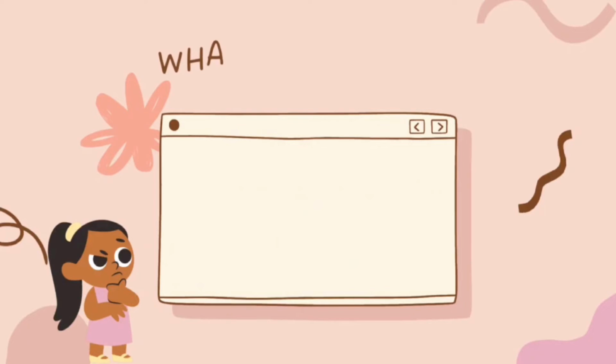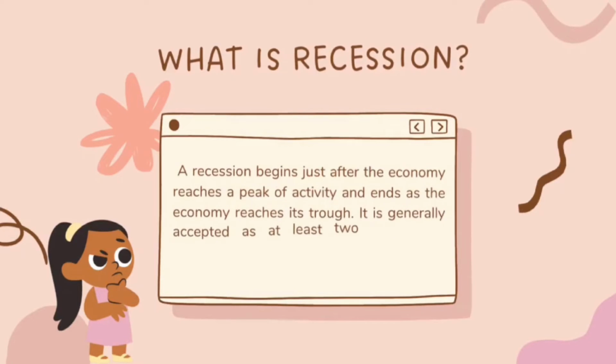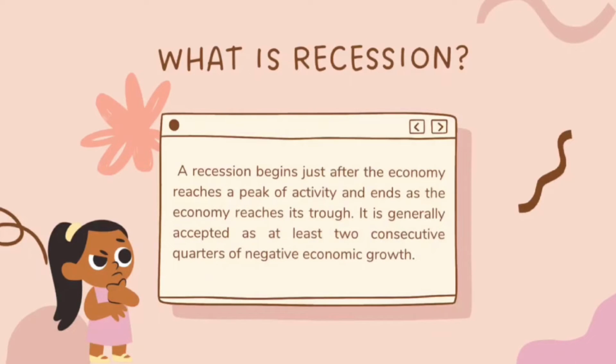Let's start with the meaning of recession. So what is recession exactly? A recession begins just after the economy reaches a peak of activity and ends as the economy reaches its trough. It is generally accepted as at least 2 consecutive quarters of negative economic growth.